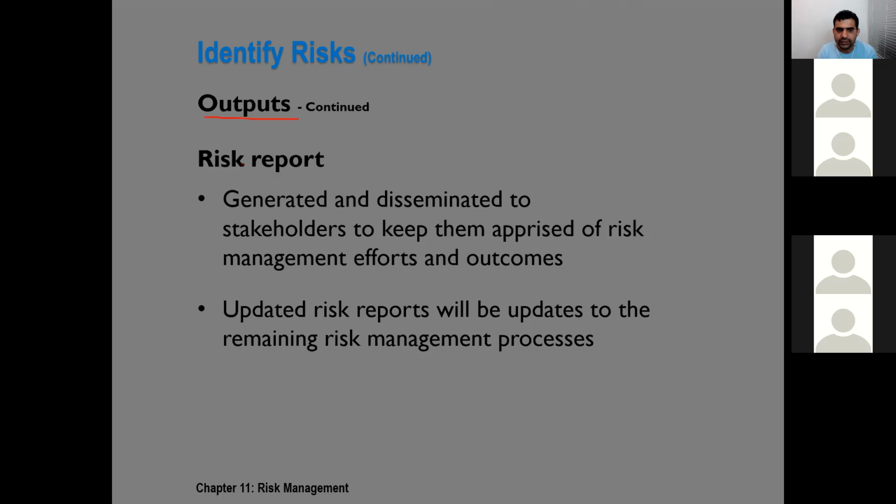The second output for this process is the risk report. In PMBOK version 5, risk report was not an output of this process. This is a newly added output by PMI, and the purpose is to represent our risk related effort in the form of a report for our stakeholders, so that they can see how much effort is being put in risk related activities.